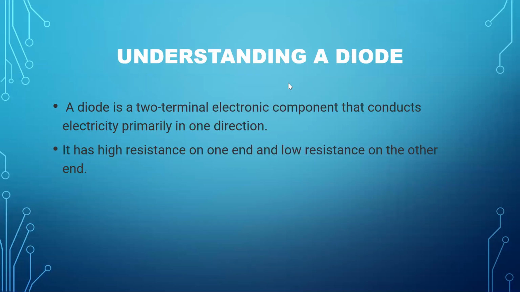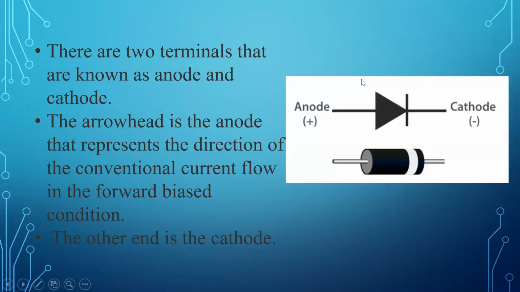So basically, a diode is a two-terminal device having a high resistance on one side and low resistance on the other side. This is the symbol of the diode, where the arrow portion indicates the positive part and the other indicates the negative part. The same thing is replicated on a practical diode, like this band. This band indicates the negative, that is the cathode. Now you only have to keep in mind one thing: anode is positive and cathode is negative.